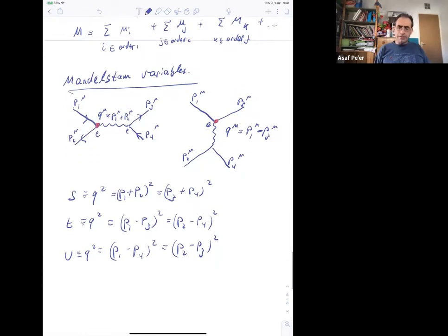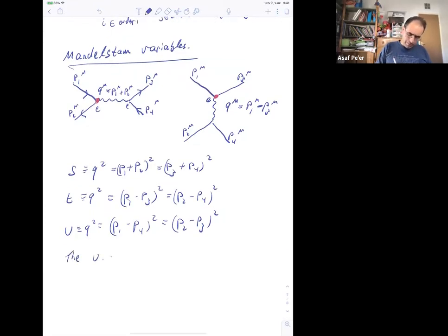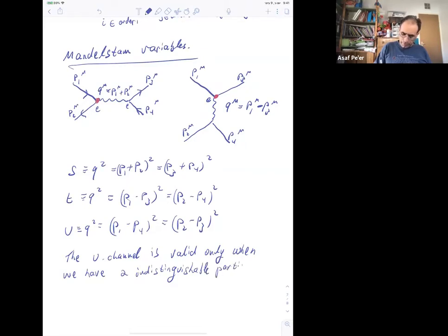Now the U-channel diagram, as we said in class, is relevant only if in the final state we have indistinguishable particles. The U-channel is valid only when we have two indistinguishable particles in the final state.